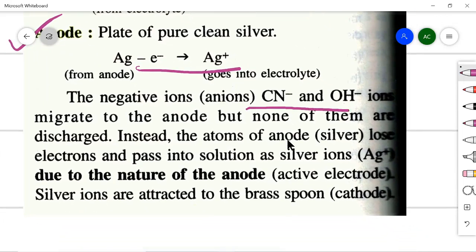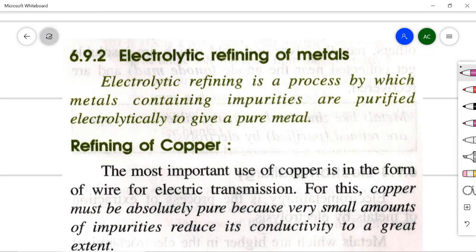So, these two will not be discharged due to the nature of the anode, because it is an active electrode. So, it will not let anyone discharge, rather it will disintegrate and form silver ions.